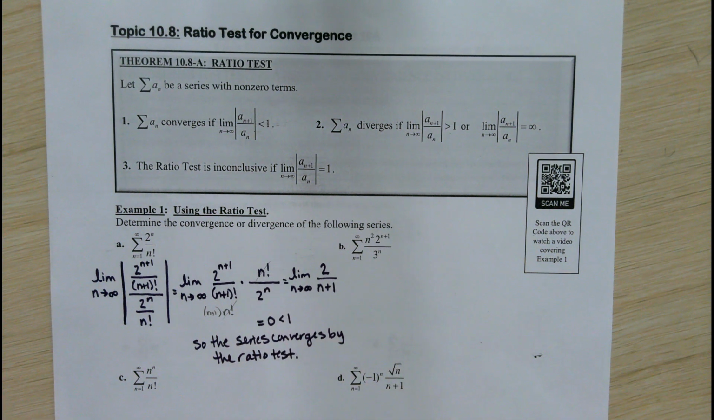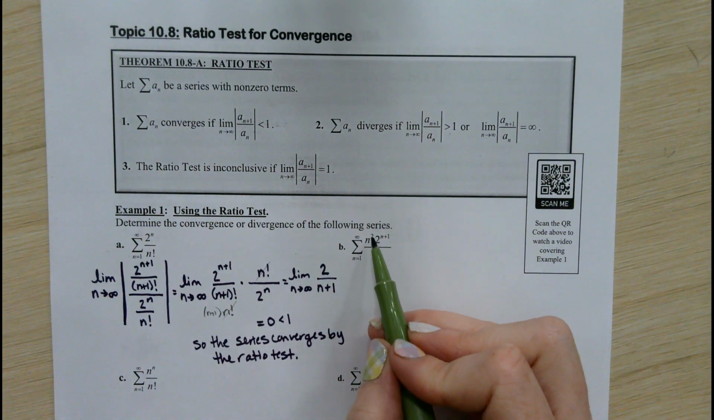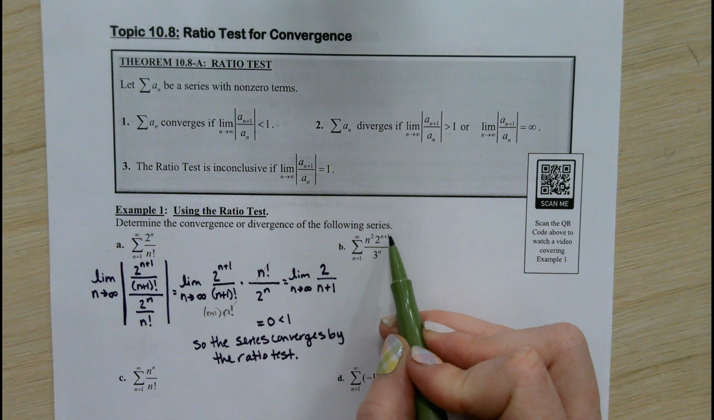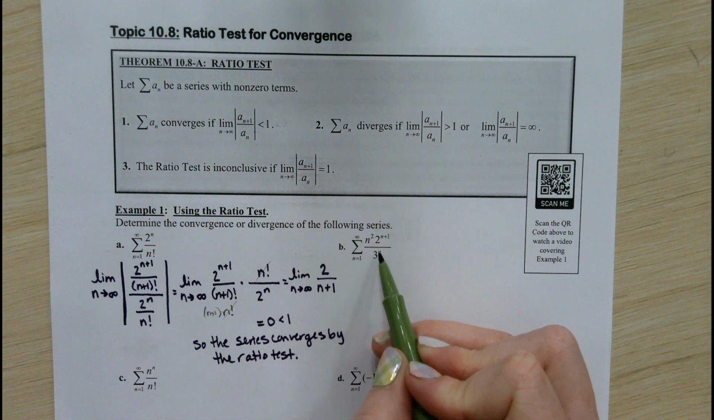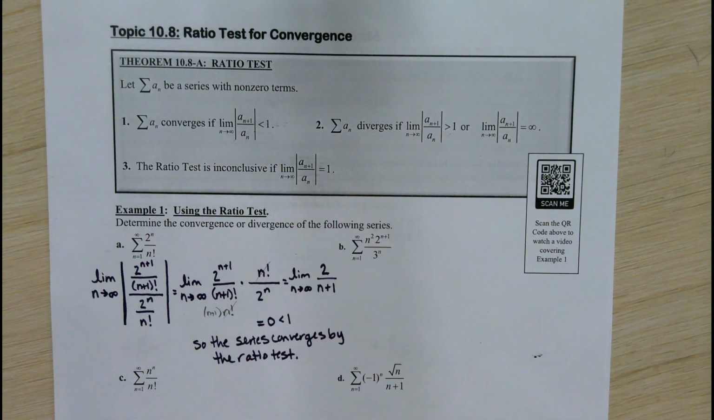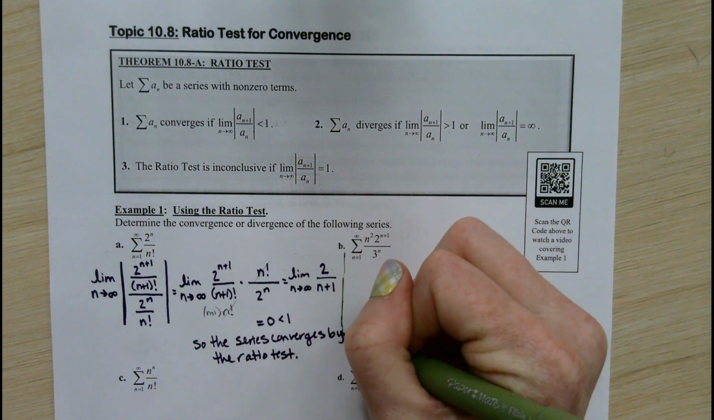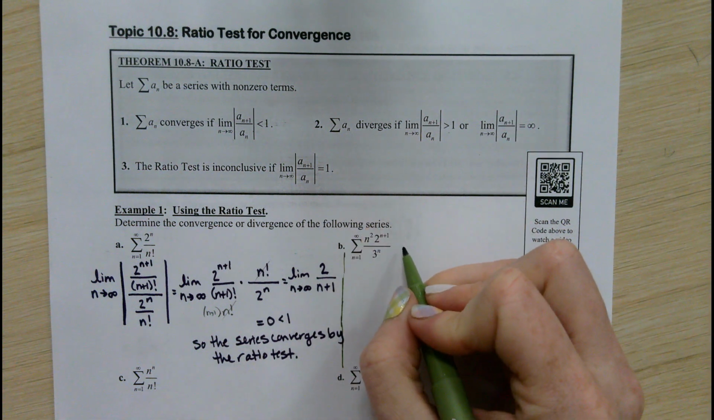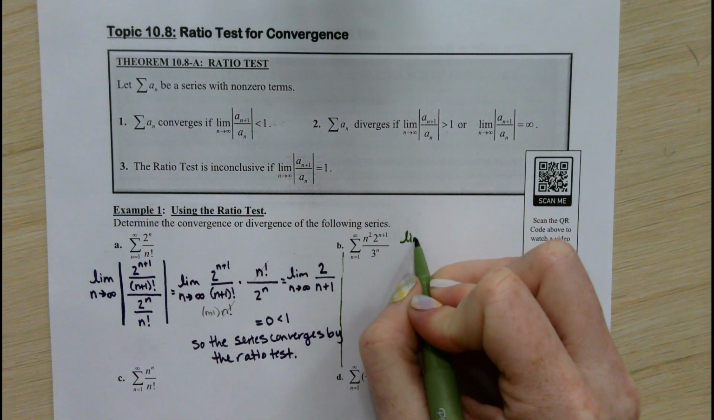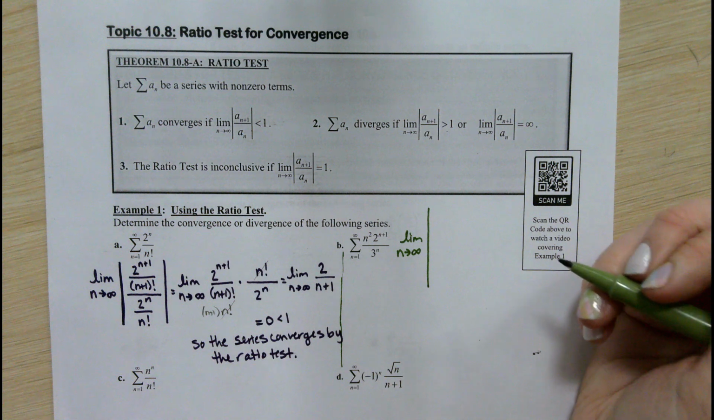Okay. Moving ahead to example B, we've got another scenario that's going to be a good candidate for the ratio test. n squared is always positive, 2 to the n plus 1 is always positive, 3 to the n is always positive. We're not going to have any zero terms, so we've checked on that. Let's try to keep our space separate here a little bit. I'm going to start up here, limit as n approaches infinity of the absolute value of the ratio.